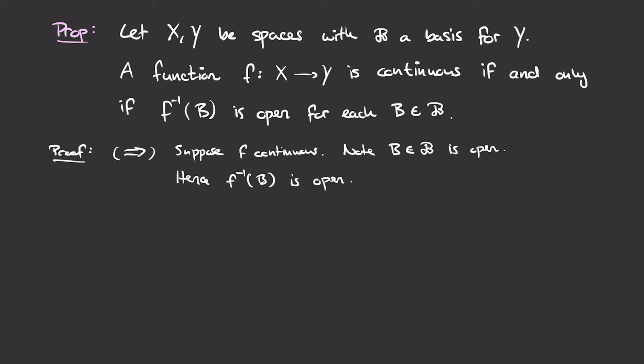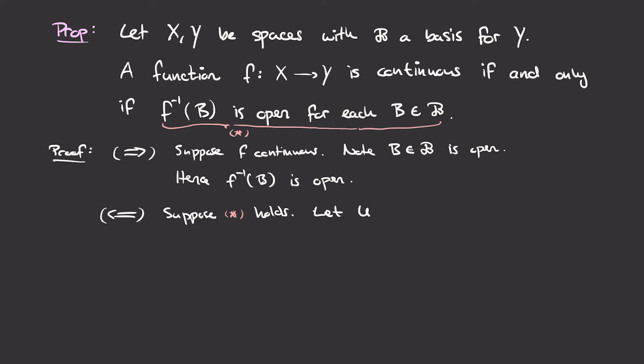So really the content of this proposition lies in the other direction, and for this I'm going to call this condition, that the preimages of these basis elements are open, star for convenience, and let's suppose that star holds. And what we want to show is that f is continuous, so we need to show that for any open set in Y, its preimage is open in X.